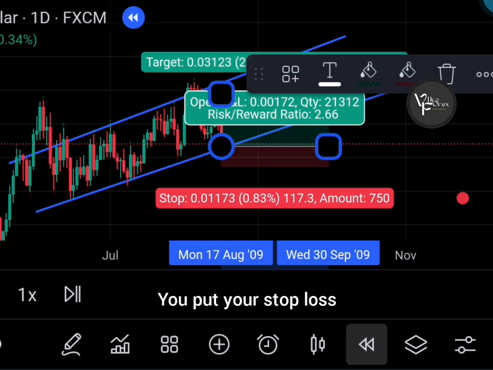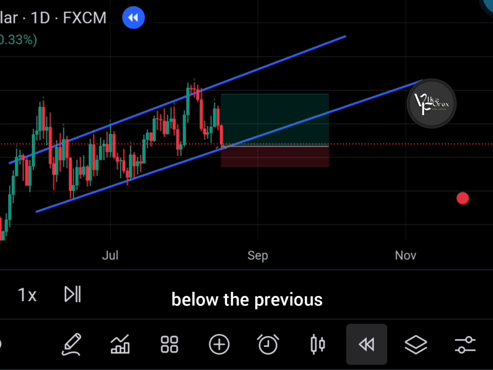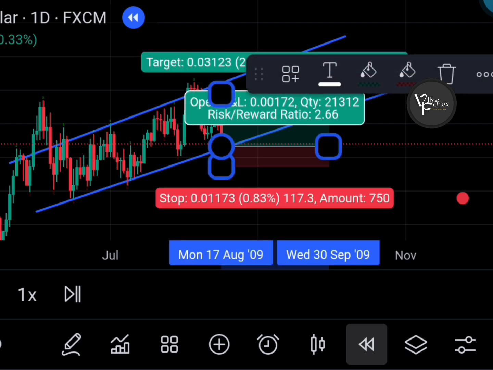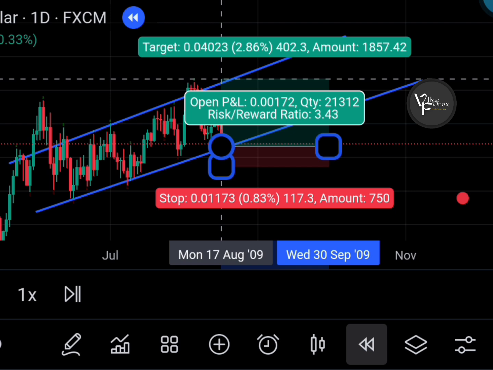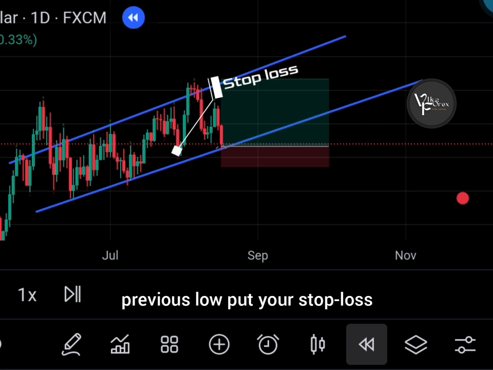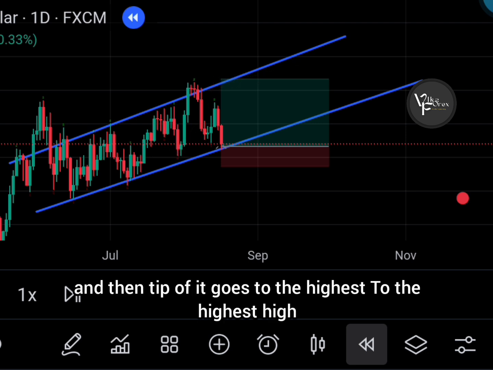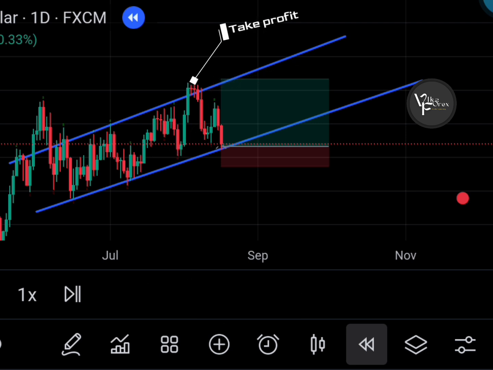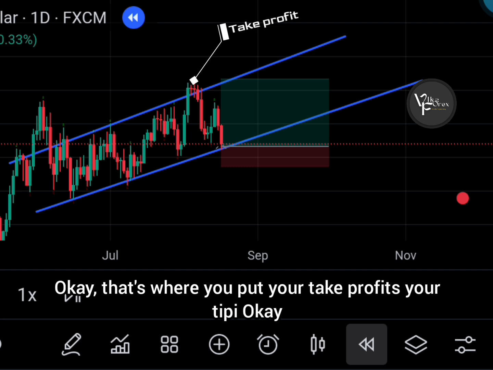You put your stop loss below the previous support, below the previous turn. So the stop loss goes below the previous low, and then the tip of it goes to the highest high. That's where you put your take profit, your TP.